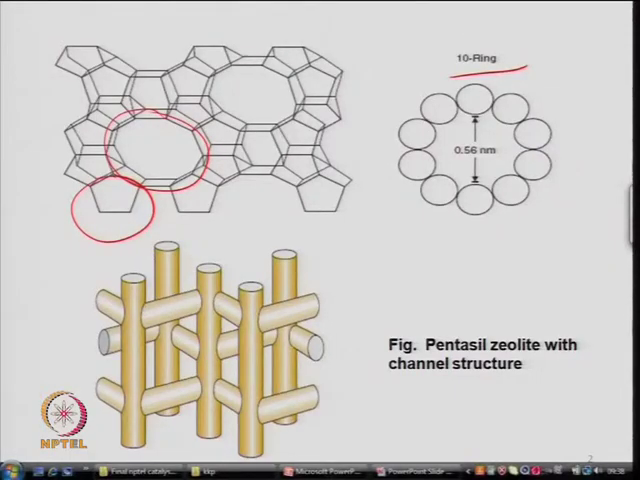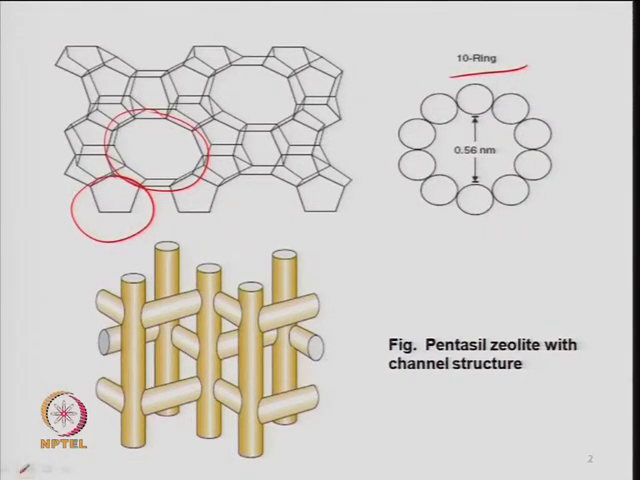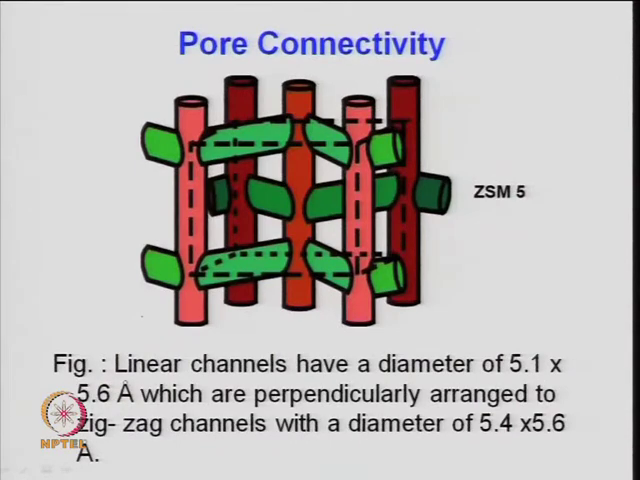It has a pore opening of roughly 0.56 nanometer. These are different kinds of zeolites, and accordingly you can have the side diameter, the channel diameter and the horizontal channel diameter, which depend on the framework of the zeolite crystal. This is the framework shown here, horizontal and vertical. The linear channels have a diameter of 5.1 by 5.6, so that is the cage opening of the zeolite.